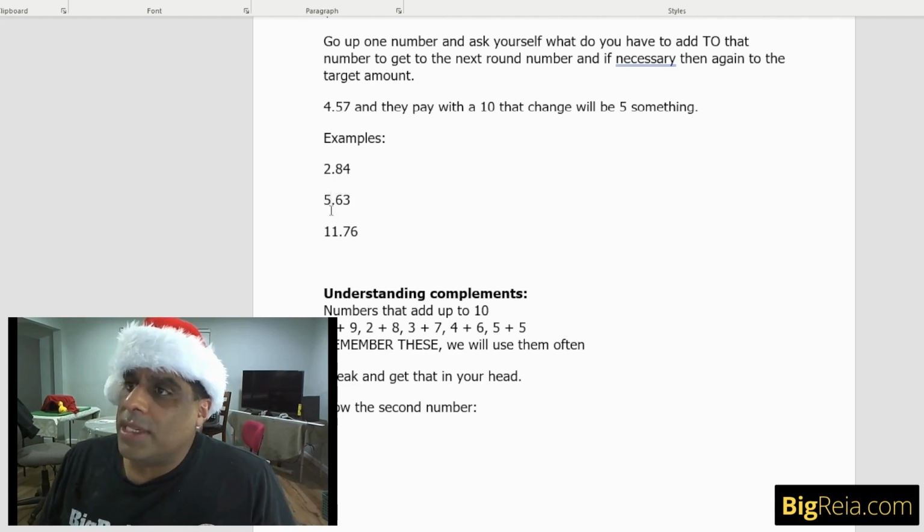Go for the next number up, which is $6. How do we get from 6 to 10? $4 plus 10, $14. $11. Let's go to the next number up, $12. In this case, we're going directly to 20, right? Because 12. So what do we have to add to 12 to get to 20? 8. So their change is going to be $8 and something, right?